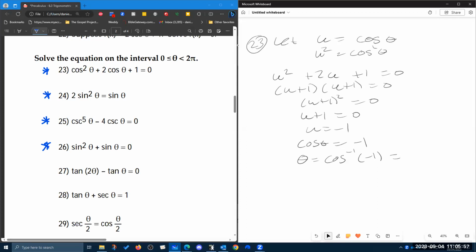There's only going to be answers in these problems between 0 and 2 pi, and there's only one place between 0 and 2 pi where cosine is -1, and that's at pi.